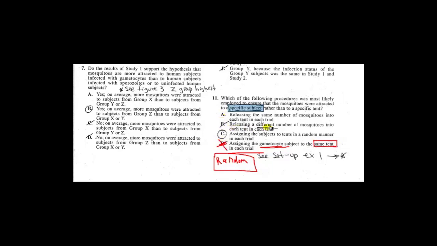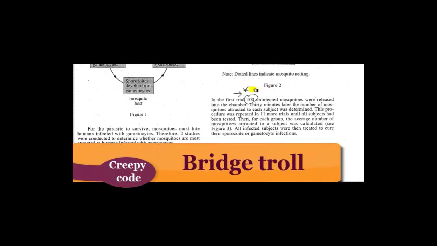It says release a different number of mosquitoes into each tent at each trial. Well, you remember that we saw that from the very beginning up here. It said that they released 100 unaffected mosquitoes, and then 30 minutes later it was repeated with another 100, 11 more trials. So that keeps everything the same, and that's standardizing your experiment. So we know that for answer choice B, you would never want to release a different number because that's going to taint your results. And here, this is not random, so both of those could be crossed out immediately.